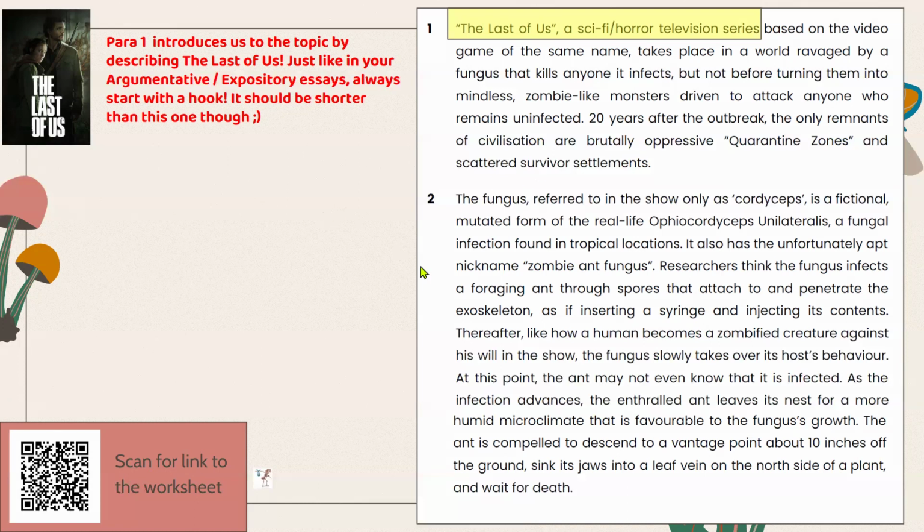Now, what about The Last of Us? He basically talks about how this is a show. It is based on the video game of the same name, and it takes place in a world that's ravaged by a fungus, etc., etc. Now we have our question 1A that's asking us for a word. What is your answer for 1A? Can I hear from you?